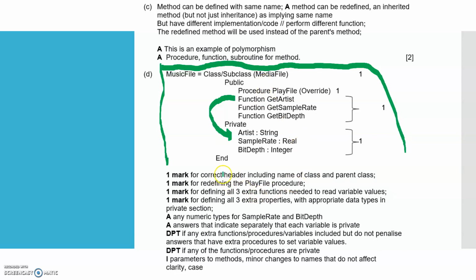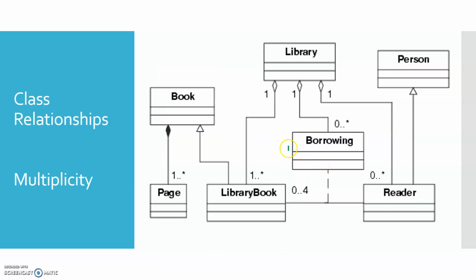So marks for the correct header, which was worth a mark, and then spotting that you would need to override that method within the class itself, and then getting the right functions, so just matching them up to the attributes, and also here the data types and the attributes being listed as well. Okay, so that's where the credit lies. So that's very similar to the sort of questions you can expect to get in the test.